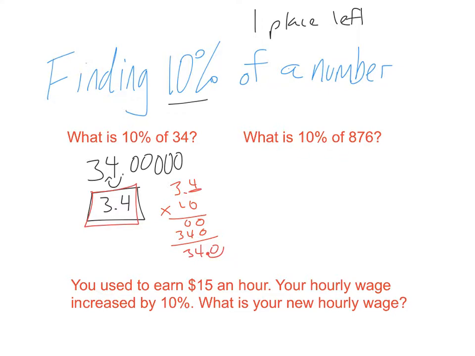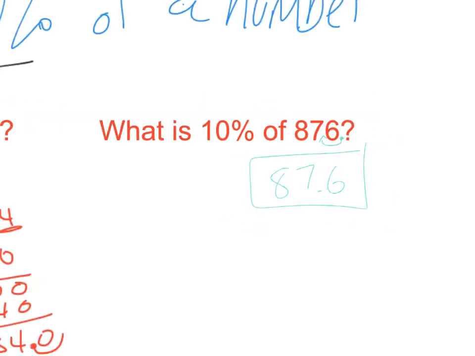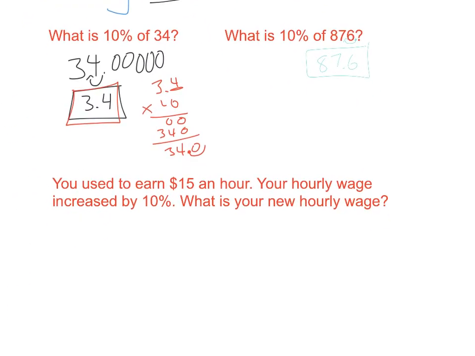So what's 10% of 876? Well, again, look at that. The decimal is really right there. So move it one place. 87.6 would be our answer there. And I want you to take a second. I want you to pause the video, and I want you to try that one on your own when you're done.